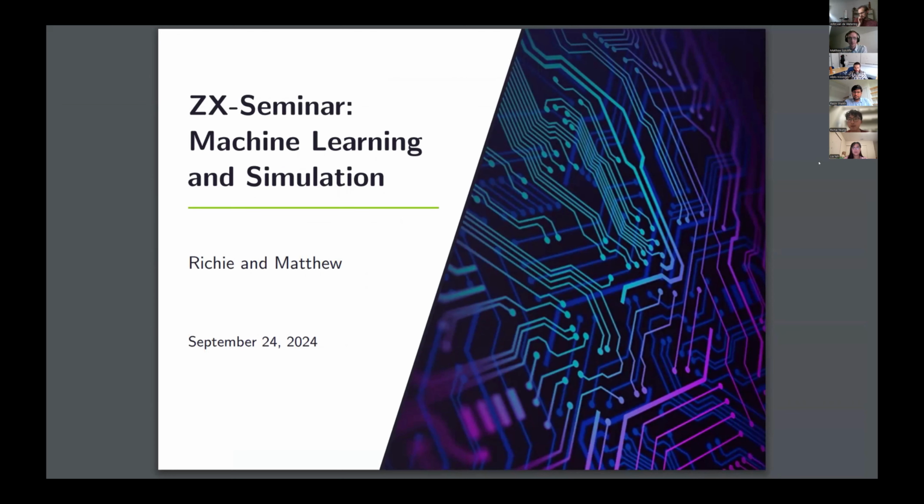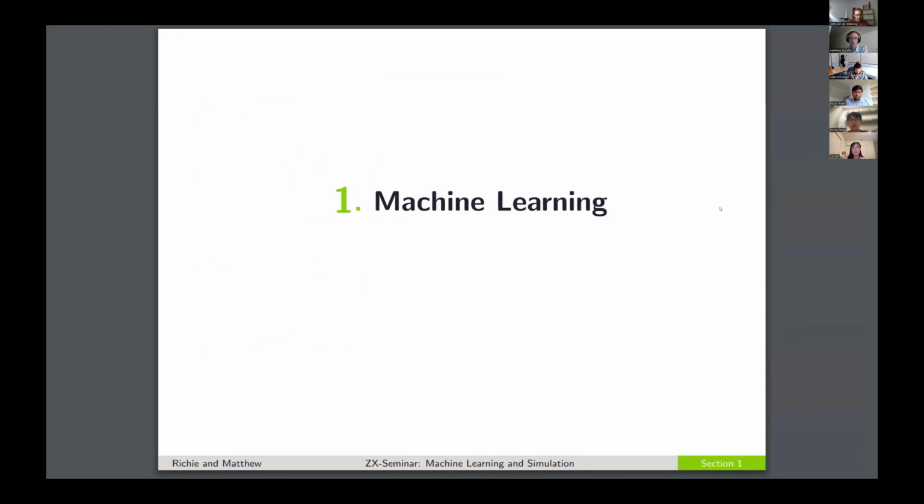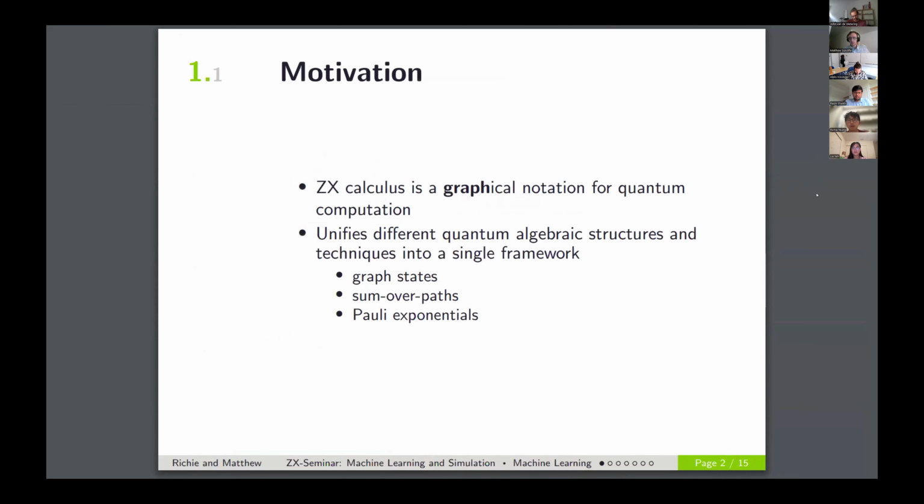Today Matthew and I are going to give an overview of circuit simulation using ZX and how machine learning is applied to ZX. I'm going to start by motivating why we should use machine learning for ZX, give some background, and then a brief overview of how machine learning has been applied to ZX so far. Matthew is going to talk about simulation in ZX and some work we've done with Alice Cozier recently on combining reinforcement learning with ZX to speed up quantum simulation.